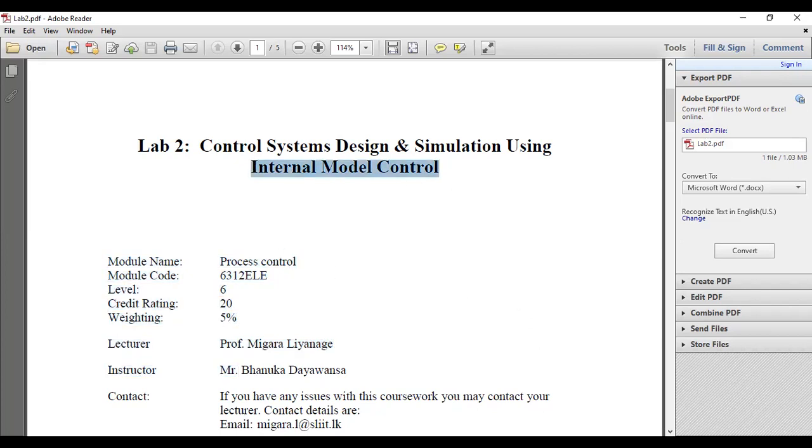Internal model control. Can't you see the screen? Someone has put a message saying the screen is not visible. Oh, sir, we can see. You can see that. Right.